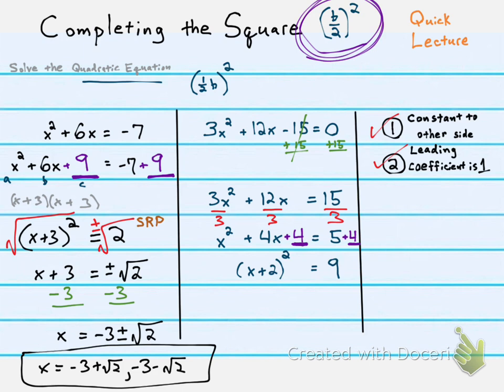Now we're going to use the square root property. You can look that up if you're not sure what it is. But what we're going to do is take the square root of both sides, plus or minus. Then we have the equation down here. We have x plus 2 equals plus or minus the square root of 9. Now, we know the square root of 9, don't we? That's 3. So x plus 2 equals plus or minus 3.